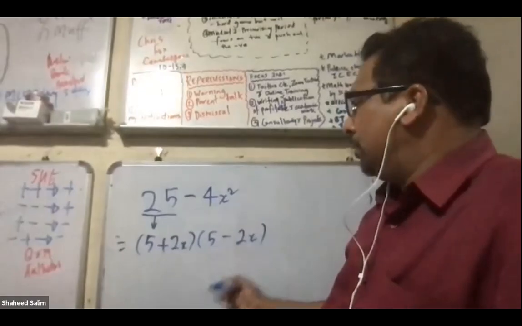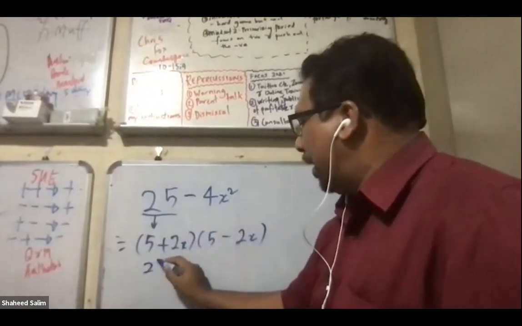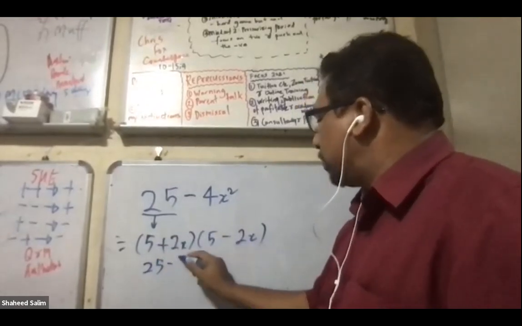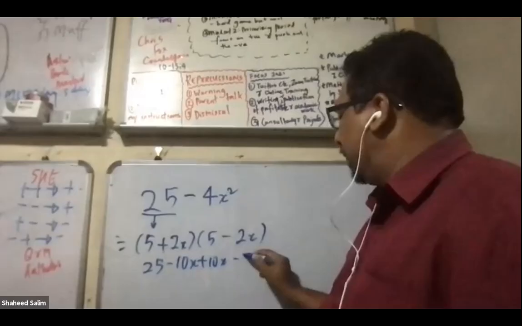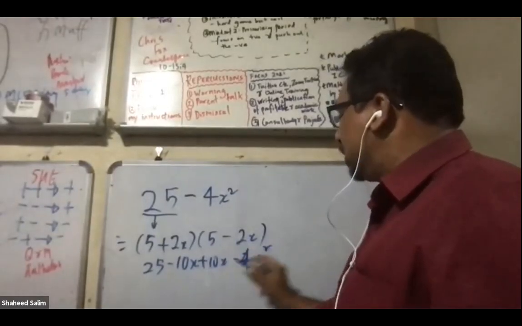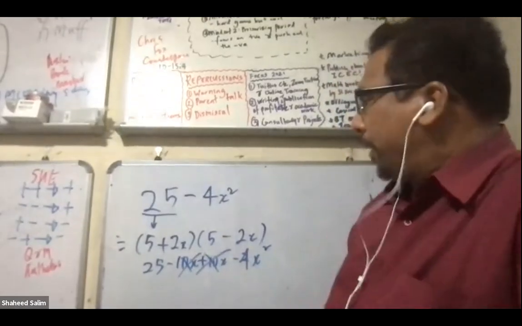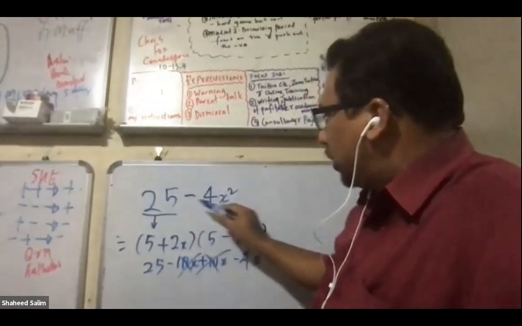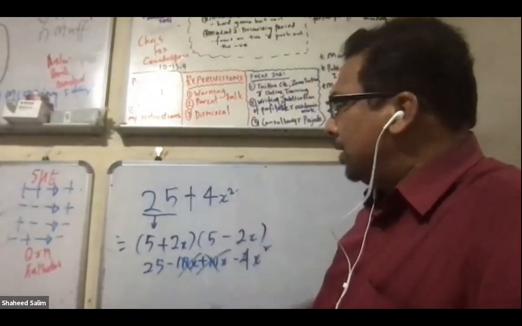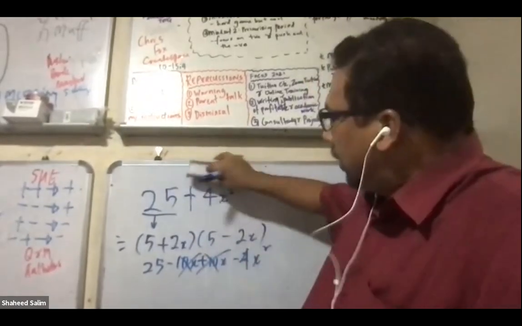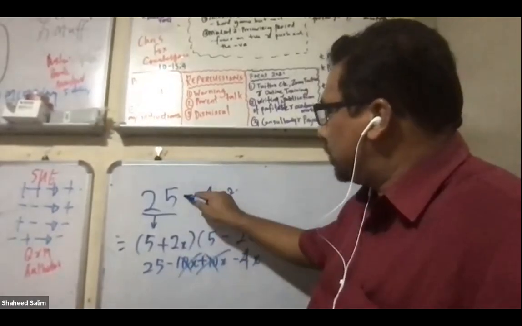What about in the center, in between? Okay, 5 times 5, 25. 5 times minus 2x is minus 10x, plus 10x, and then minus 4x squared. This one cancels. So look for the pattern. Can you see? Can be square rooted, can be square rooted, and cannot be plus. If plus, it's gone. Must be minus.